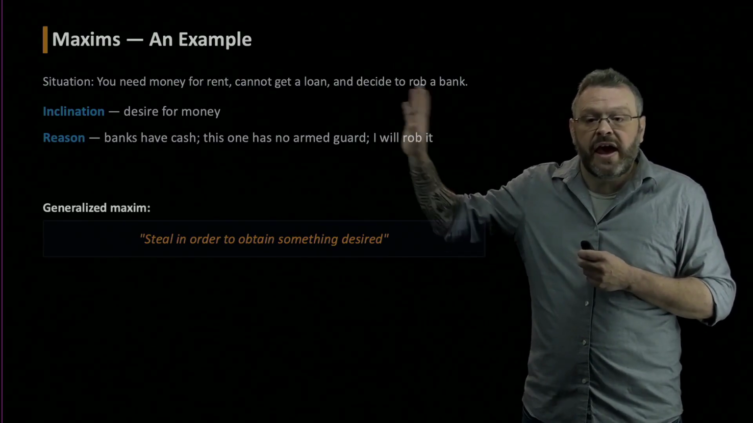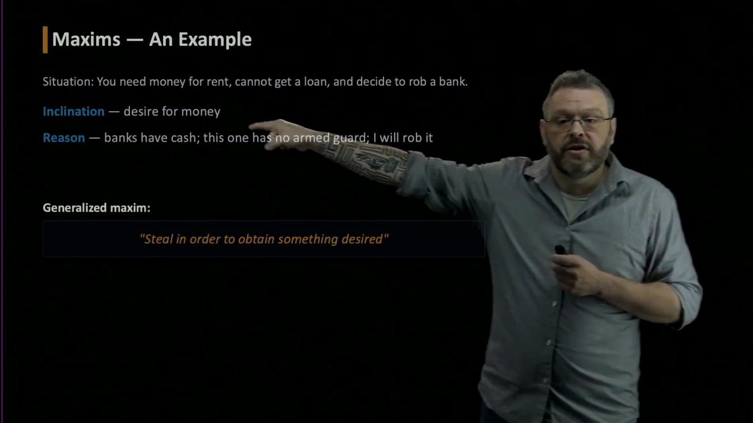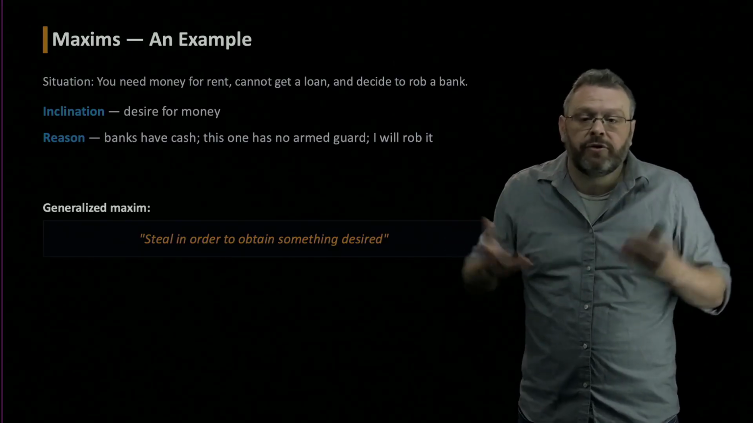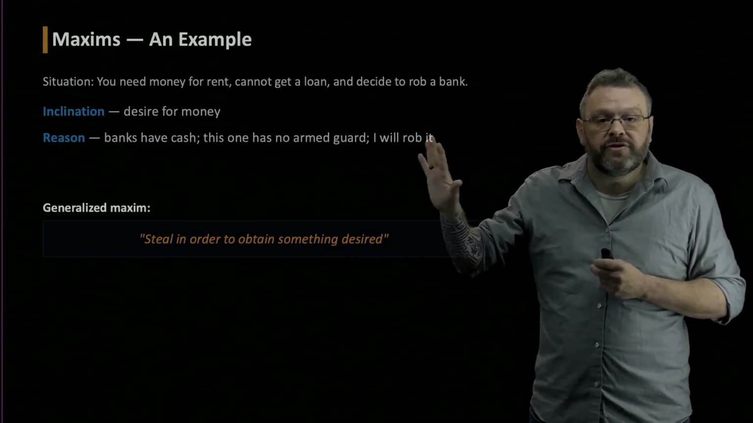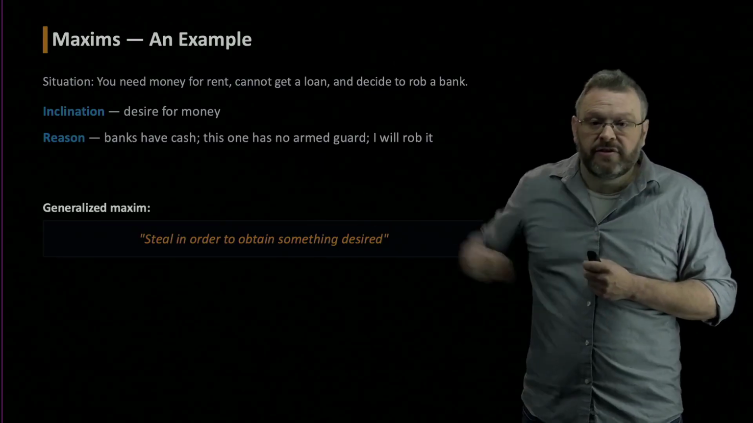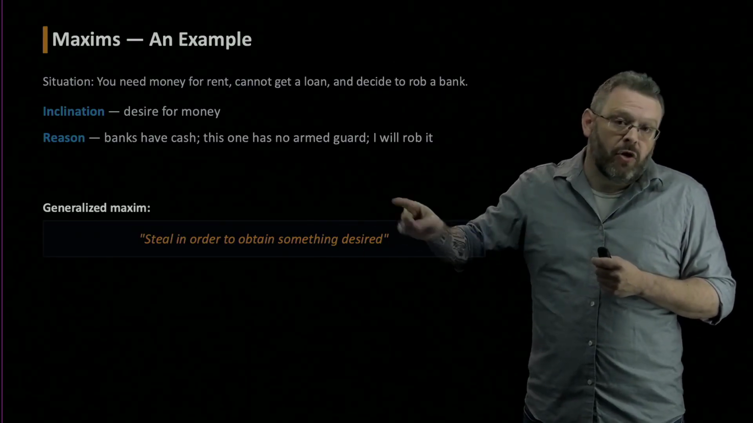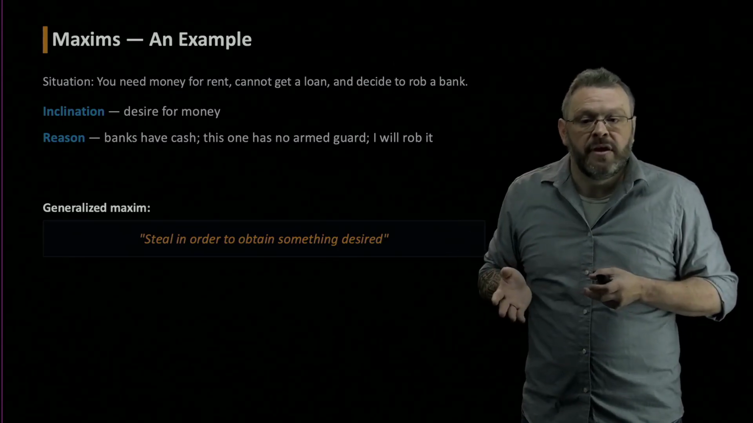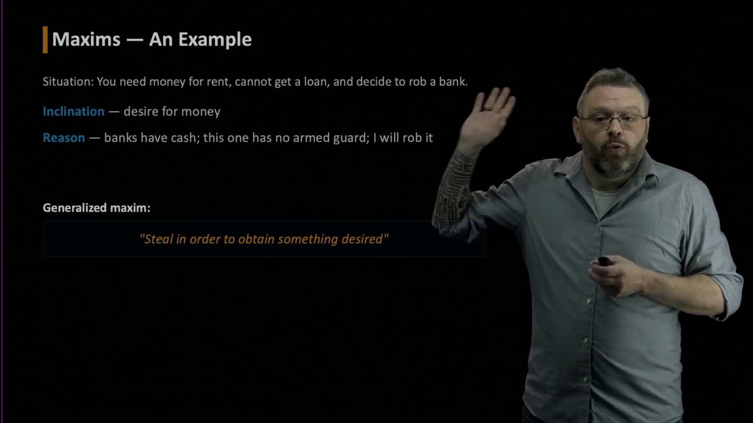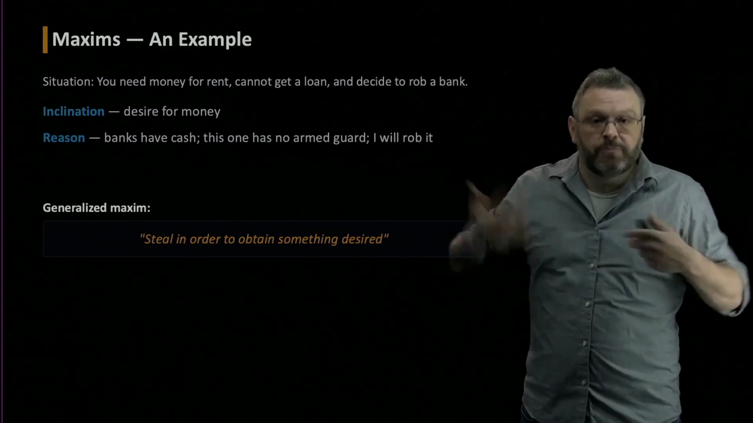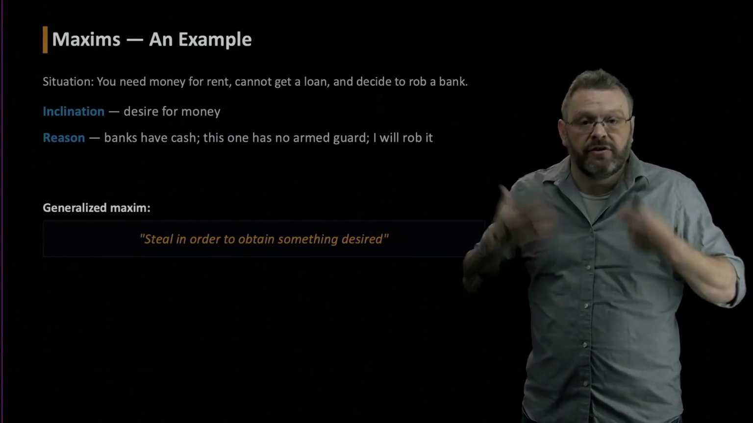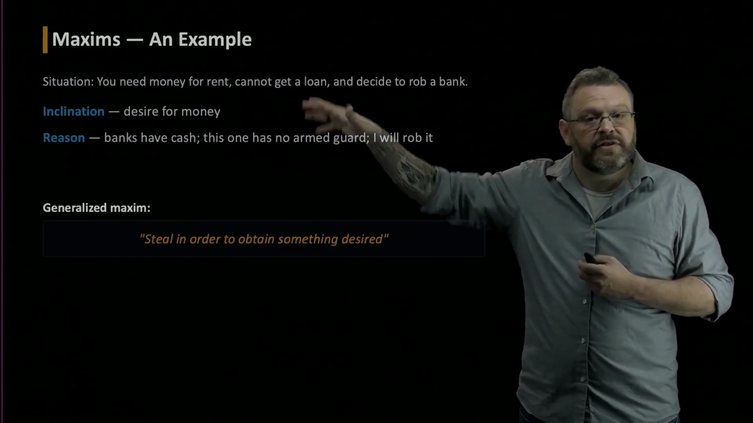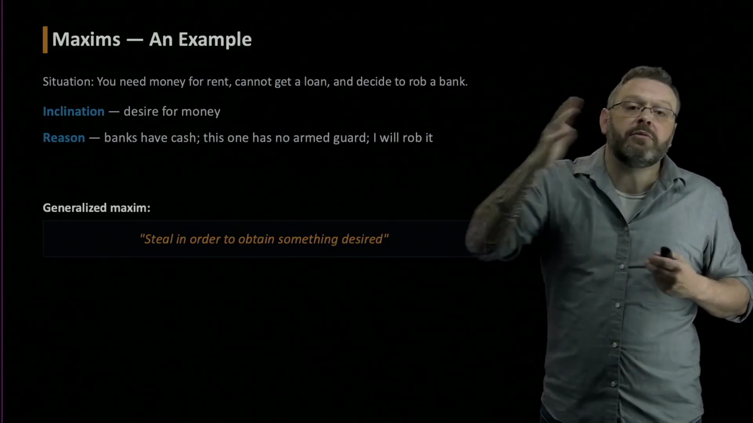So here we have your inclination, which is going to be your desire for money, for wealth in this case, and then your reason, right? Banks have got it. Maybe this bank on Main Street over here doesn't have an armed guard, so I'm going to rob that one. So when I need money, or in this particular situation, because I need money to pay rent, I'm going to rob this bank, since it doesn't have any armed guards, in order to be able to pay my rent.